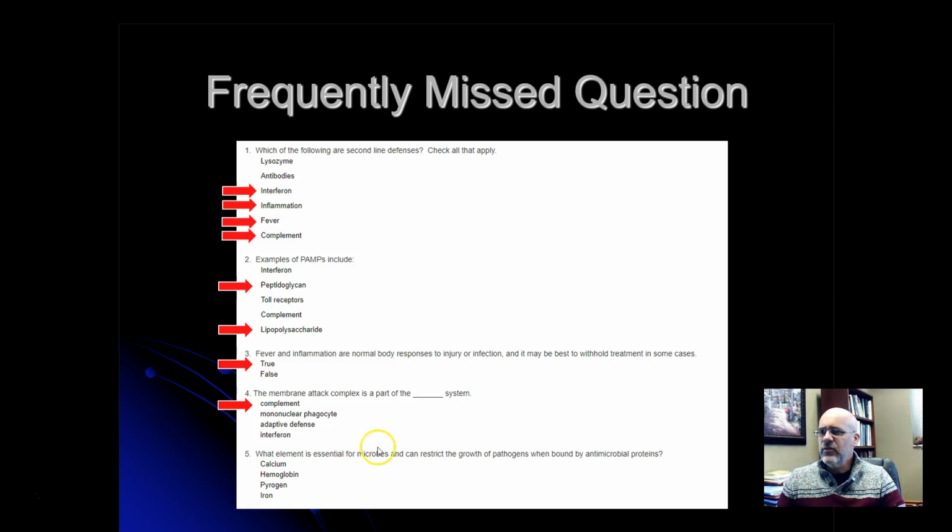What element is essential for microbes and can restrict the growth of pathogens when bound by antimicrobial proteins? So you may remember we talked a little bit about iron. Microorganisms need iron just like we do. And one of the things that your second line of defense does to help prevent the growth of microorganisms is soak up and hide iron from them.